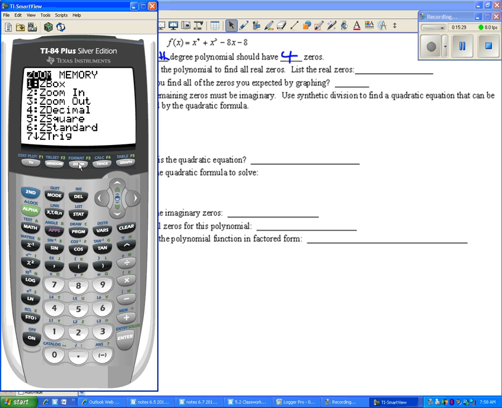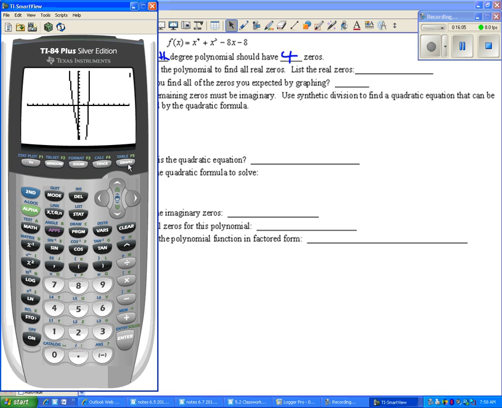I go zoom 6 to make sure I have a standard window. I'm going to hit y equals. Clear out that y1 and plug in my new equation. x to the fourth plus x, I'm going to hit the math button and choose number 3 for cubed, minus 8x minus 8. So there's my function. I'm going to go ahead and hit graph.